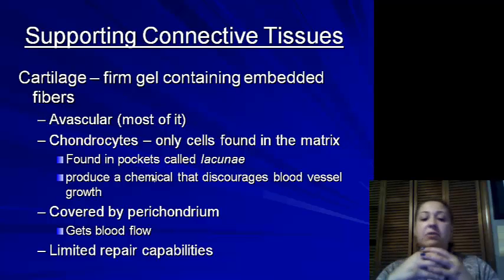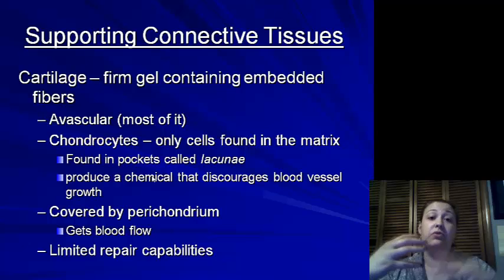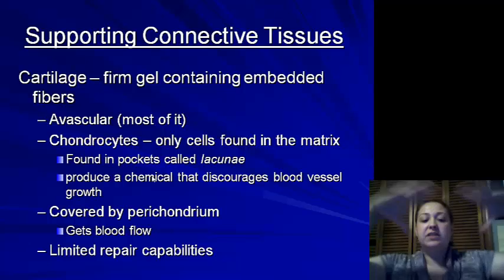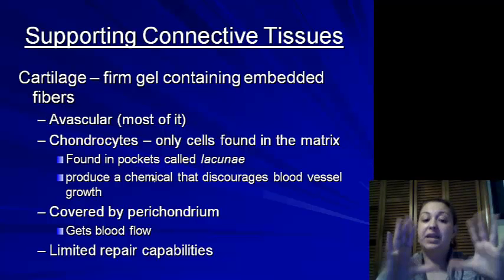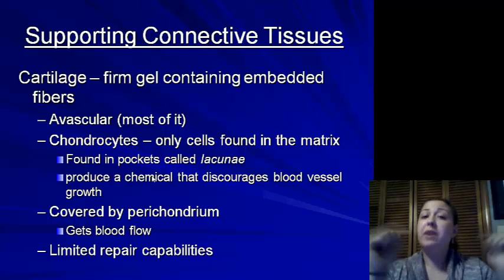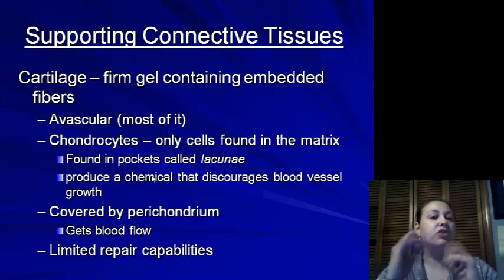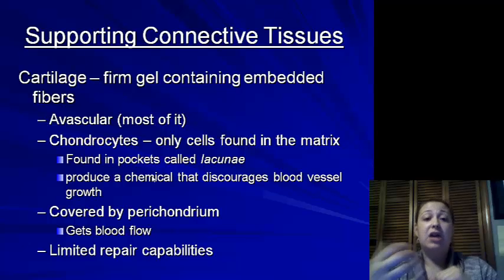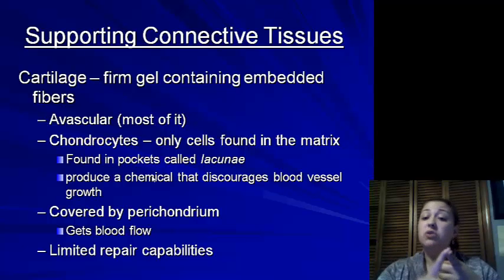It produces chemicals that discourage blood vessel growth in the cartilage. The cartilage itself is covered by a perichondrium. The perichondrium is where the blood flow actually comes to. Through the perichondrium is how the chondrocyte gets its nutrients. Now, since there is no direct blood supply to the chondrocyte or to the matrix around it, there is limited repair capability for cartilage.